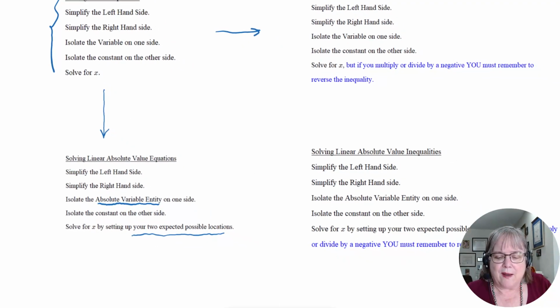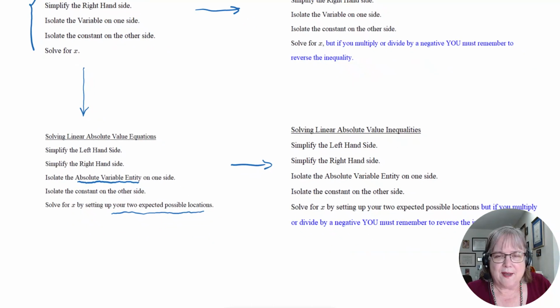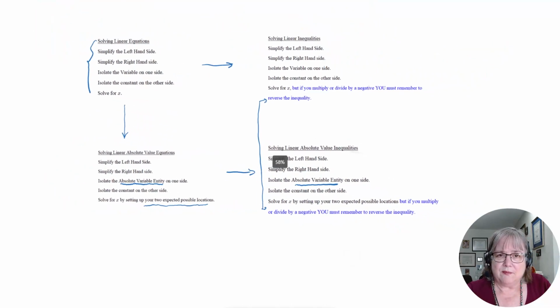And now we're going to do absolute value inequalities. And notice it's the same thing. Simplify the left, simplify the right, isolate your absolute value entities. This part is still right here. Get the constants that are outside the absolute value bars on the other side. Set up your two expected locations. But if you divide or multiply by a negative, you have to reverse the inequality. So see how these have things in common. There's really very little difference between the four strategies. What do you think?